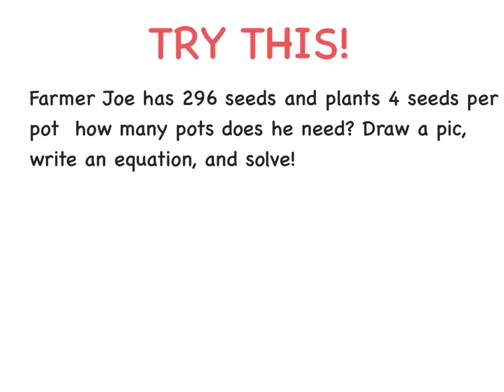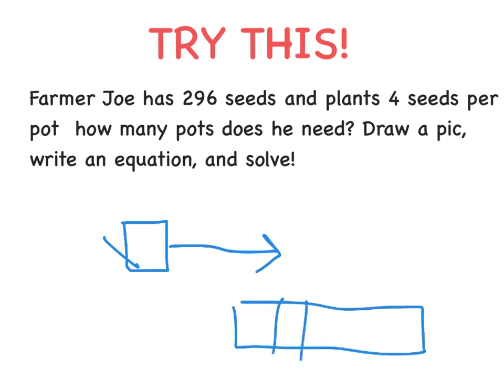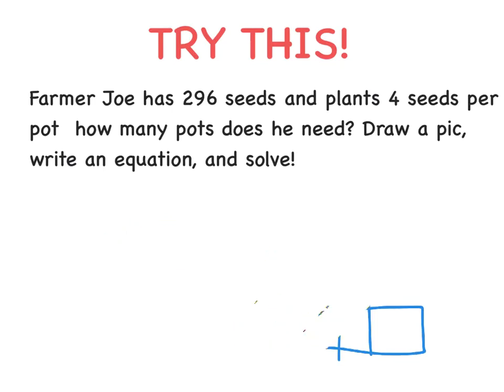I want you to try this one on your own on your blue sheet. Farmer Joe has 296 seeds and plants 4 seeds per pot. How many pots does he need? Draw a picture, write an equation, and solve it. So you need to first think to yourself, is this one where I know how many things are in one group and I don't know how many groups? So my picture would look like that. Or do I know how many groups? I just don't know how many things go in each group, and your picture would look like that. So those are the 2 types of pictures. I want you to go back and decide which of those this problem applies to, and then draw the picture, write the equation, and solve. Good luck!